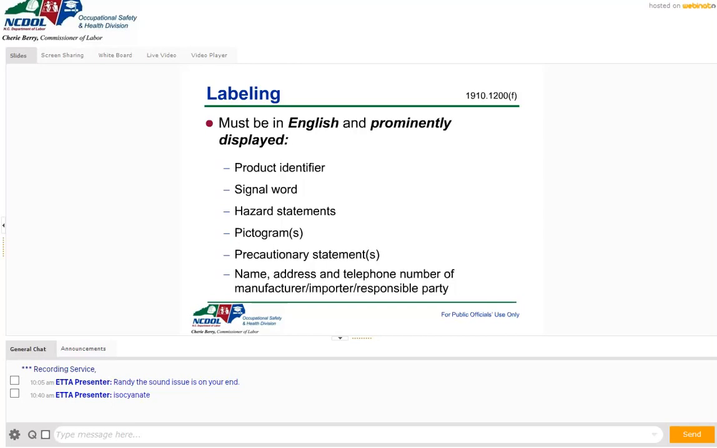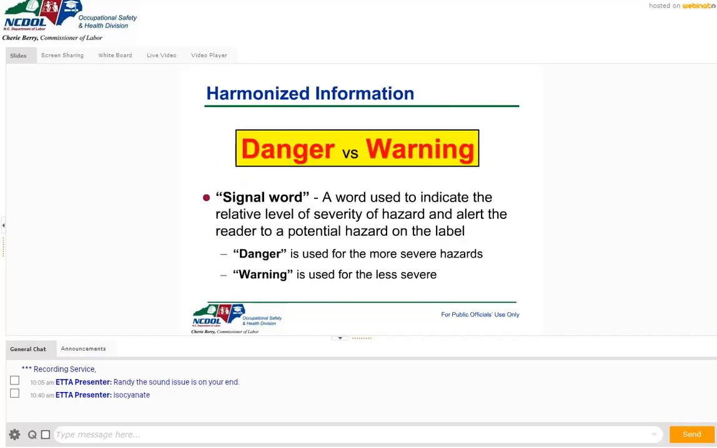So each of those labels has to have an identifier. What is this chemical? Sulfuric acid, danger, signal word, hazard statements, pictograms, precautionary statements, and the name and address of the manufacturer or distributor. That all has to be on the label.